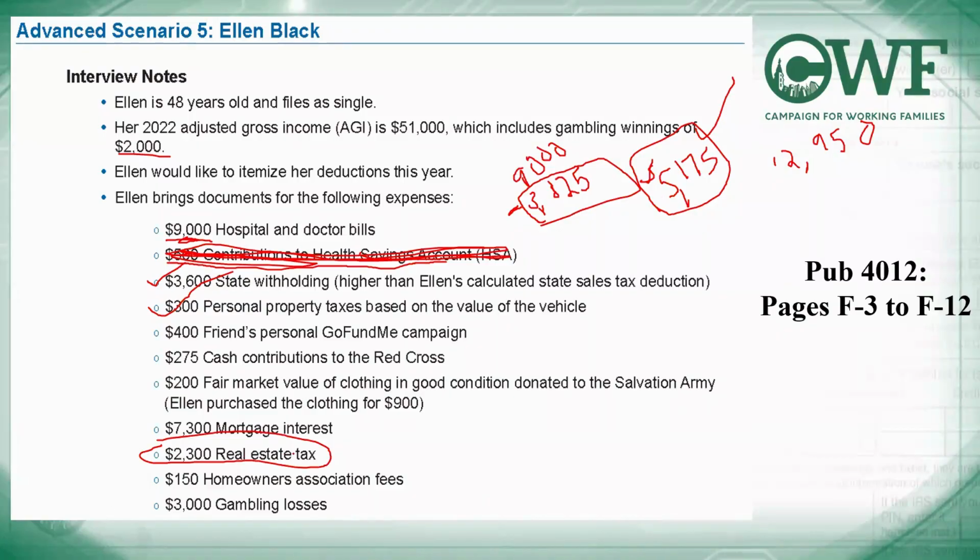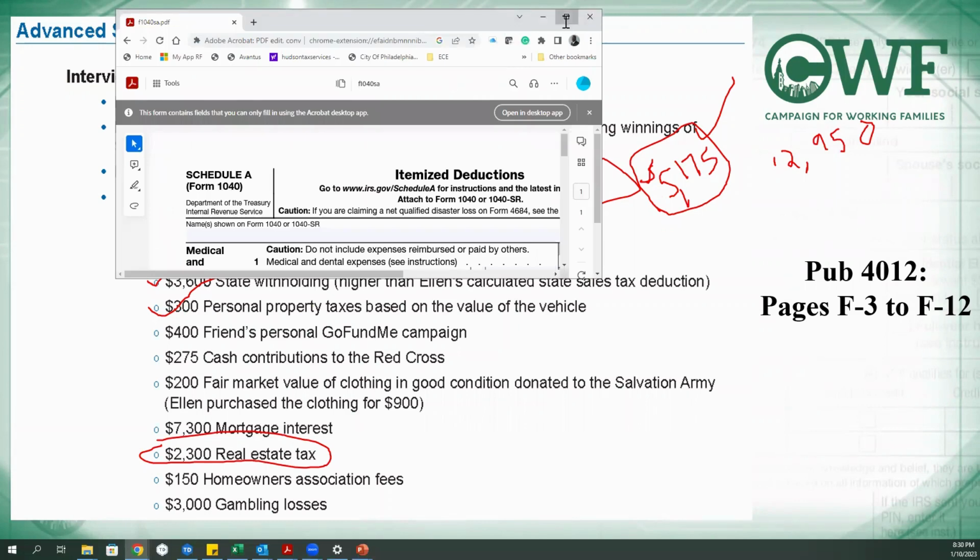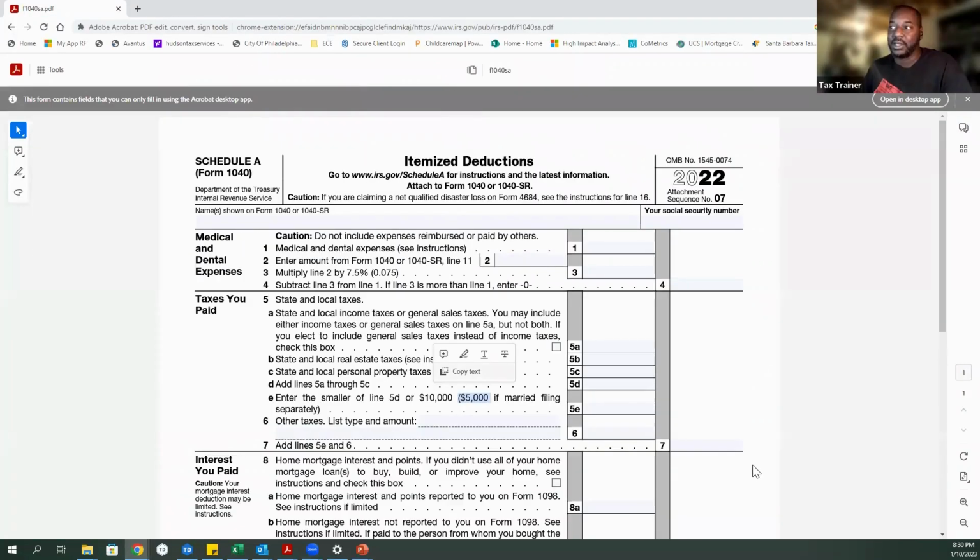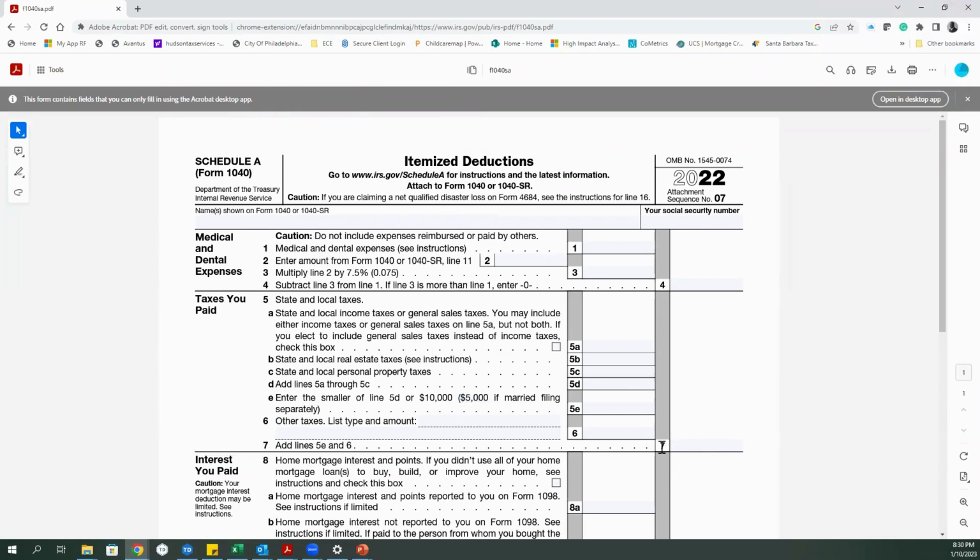So let's say this person paid $10,000 in real estate taxes plus $3,600 in state taxes and $300 in personal property taxes. So that would total what, 13,900, right? They would have to cap it at 10. So 10,000 would come on line 7, and they can't go more. And that's something that the system will do automatically.